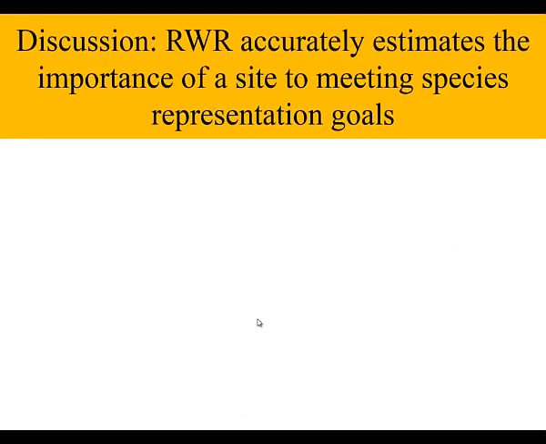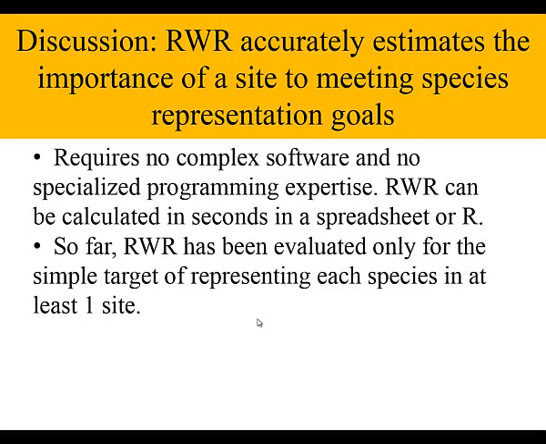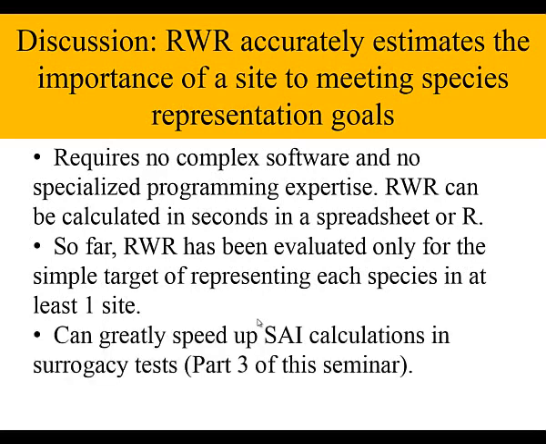So basically, we've got something pretty cool here. We don't have to run zonation all the time to find an optimum. We have a simple index to estimate the importance of a site toward meeting species representation goals. You can do this in a spreadsheet about that fast once you have the data. It'll take you a couple days to do this in zonation or MarkSan. We haven't evaluated for more sophisticated targets than representing each species at least once. But it can really speed up SAI calculations and surrogacy tests, which will be in this next section.